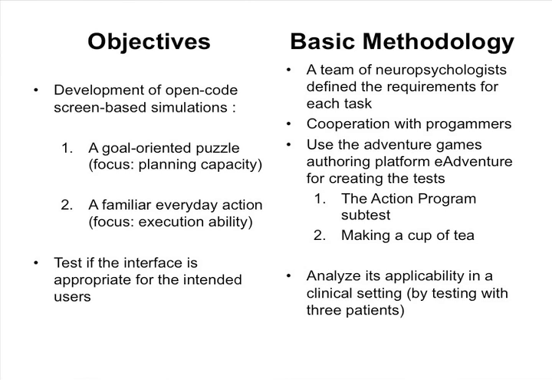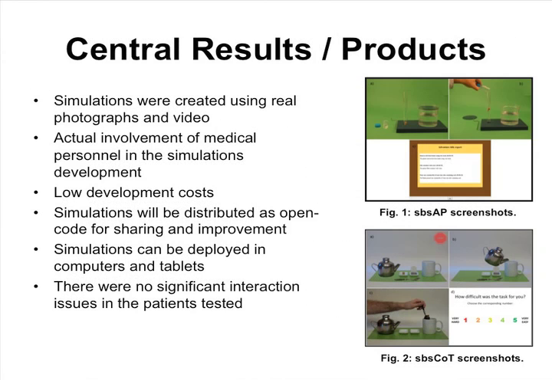So we have been working with neuropsychologists in cooperation with programmers, and we are using eAdventure, a technology that has been produced in our lab, for creating different tests. The idea is to use the Wikipedia approach to creating new tests in this environment, and to analyze the applicability with actual patients. We have created two different tests. One of them is a standard test. The other one was proposed by medical personnel at the MGH. It's just creating a cup of tea, for those people that cannot complete plans.